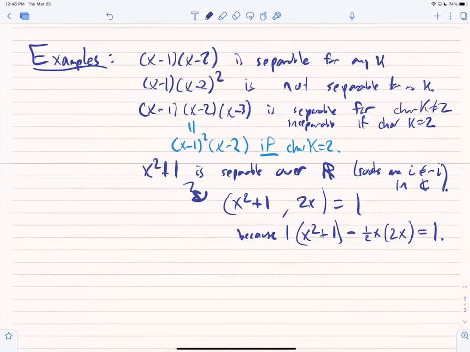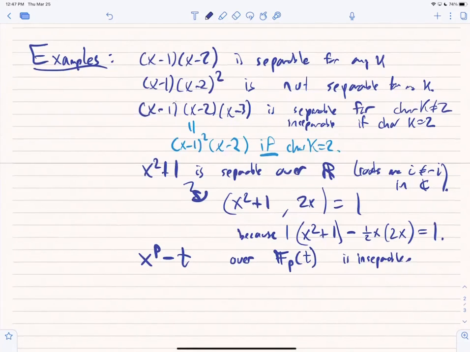So if I look at x to the p minus t over F_p(t), the field of rational functions in a single variable over F_p, and I look at the polynomial x to the p minus t, this is inseparable. So we can check both conditions.